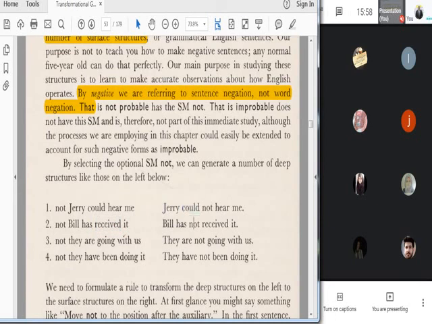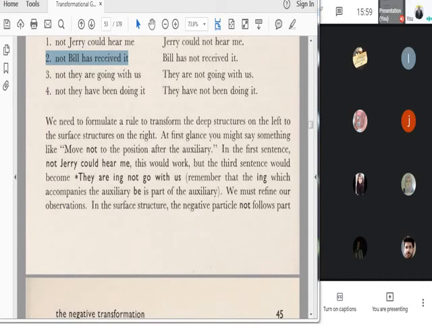Okay, so if we check them again, this is the right side of the page. To the right, we have the surface structure. This is the final representation of any English sentence. What about not? Not Jerry could hear me. We work according to rules, right, students? We don't work randomly or haphazardly.